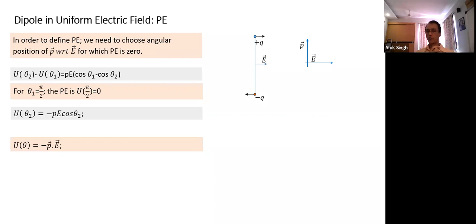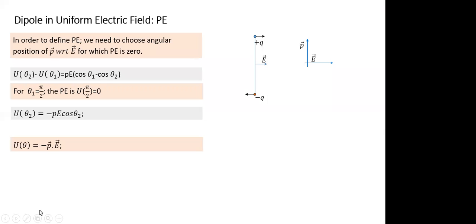What does it mean? What is the potential energy corresponding to theta equal to 90? It is minus P cos 90, which is 0. So as far as potential energy goes, this is a very simple expression. All we need is the angle. All of you should be able to answer. So let's check one by one. Shweta?